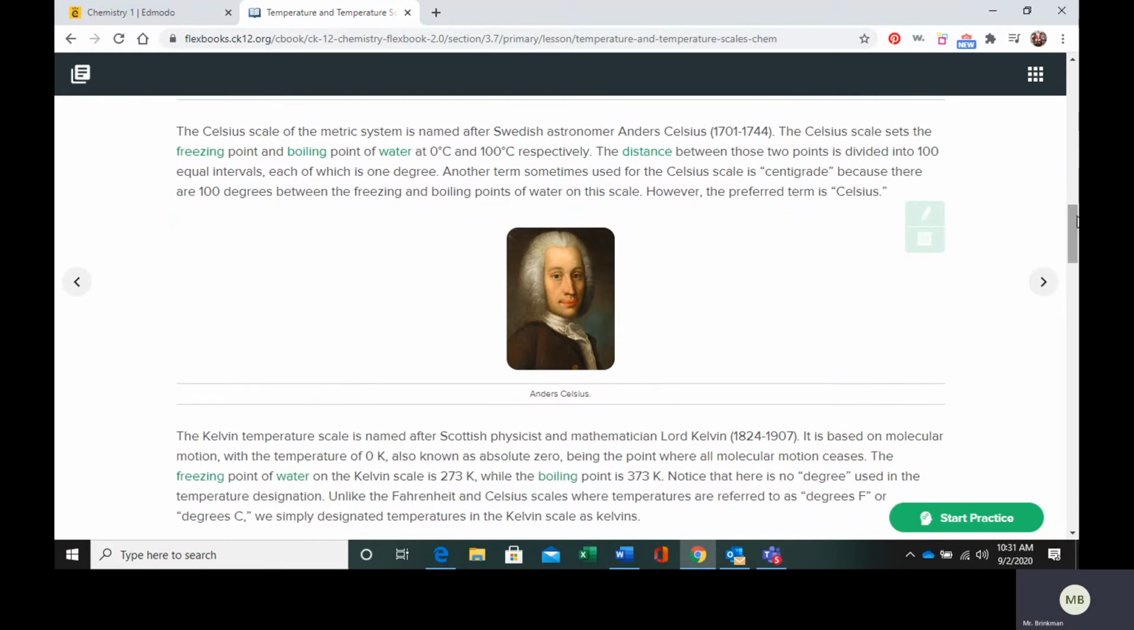The Celsius scale was named after Swedish astronomer Anders Celsius. So the Celsius scale has the freezing point of water at 0 degrees Celsius and the boiling point of water at 100 degrees Celsius. So the distance between these 2 points is divided into 100 equal intervals. Each interval is 1 degree. Sometimes you might hear the term centigrade. That's the same thing as Celsius.